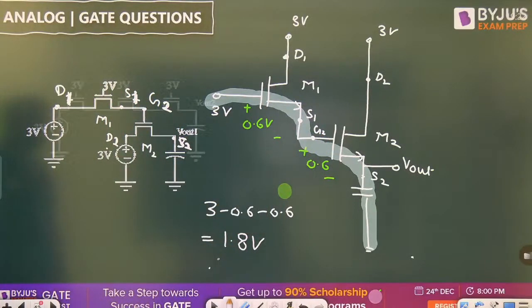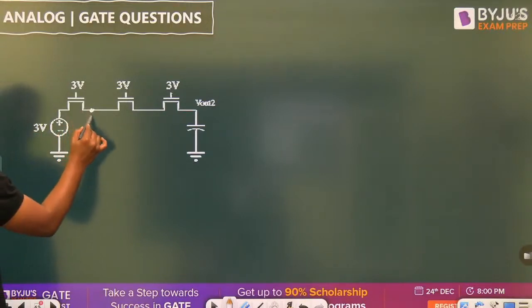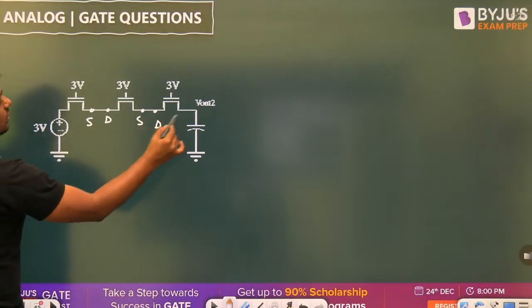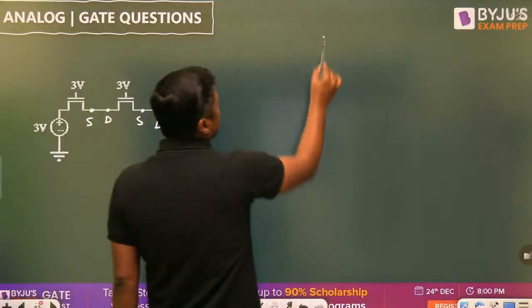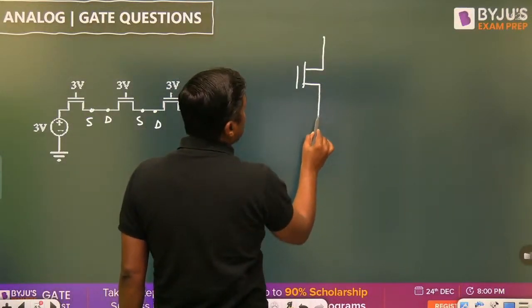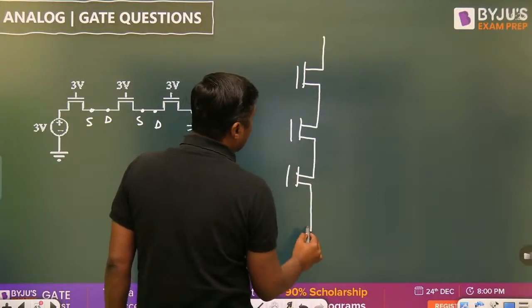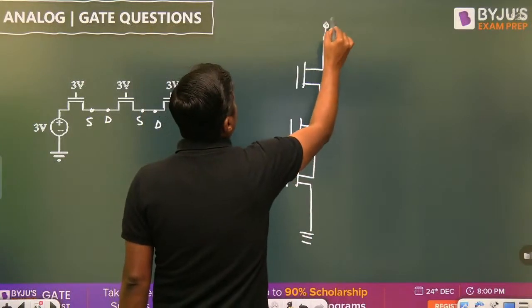Next one. Now, what about this diagram? This is the drain, source connected to the drain, source connected to the drain, source. So this is another type of connection. Source is connected to the drain. They all are connected in series. Then here we are giving the 3 volt.